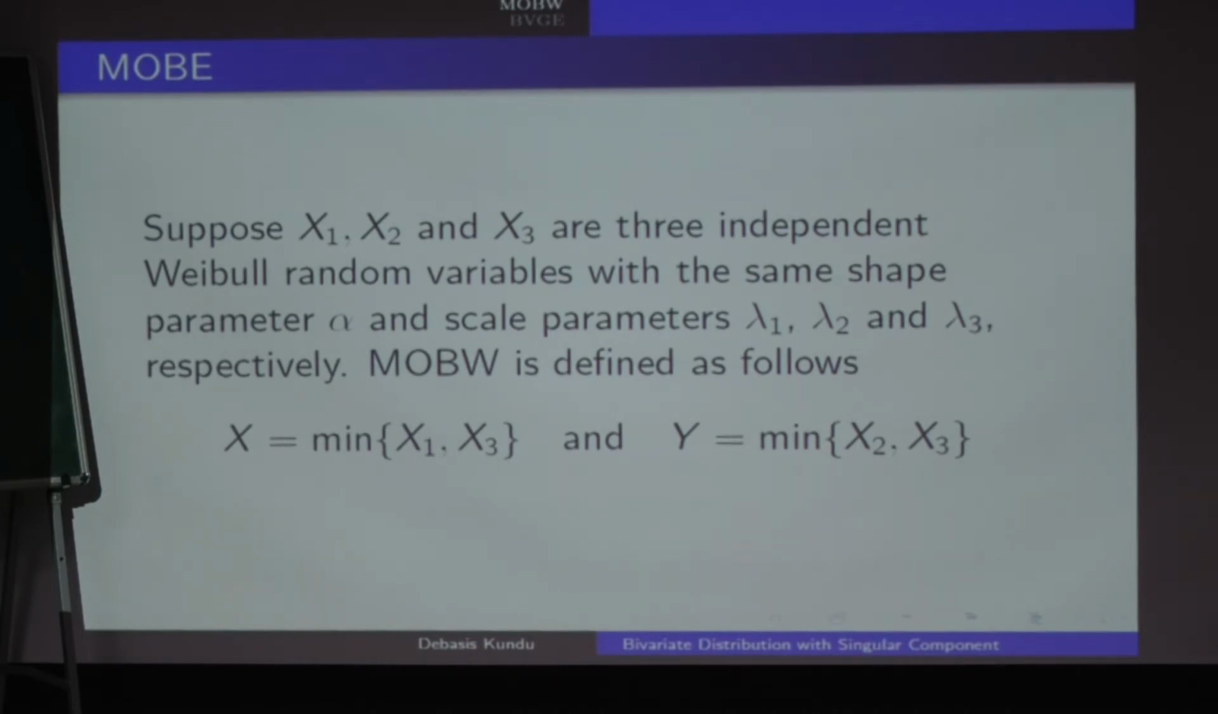The reason is that I took the same shape parameter, because then it is closed under the same distribution. So if you take X1 to be Weibull with shape parameter alpha and scale parameter lambda 1, and X3 to be Weibull with shape parameter alpha and scale parameter lambda 3, then X also turns out to be Weibull with shape parameter alpha and scale parameter lambda 1 plus lambda 3. Same thing over here. So that's the reason; the common shape parameter is quite common.